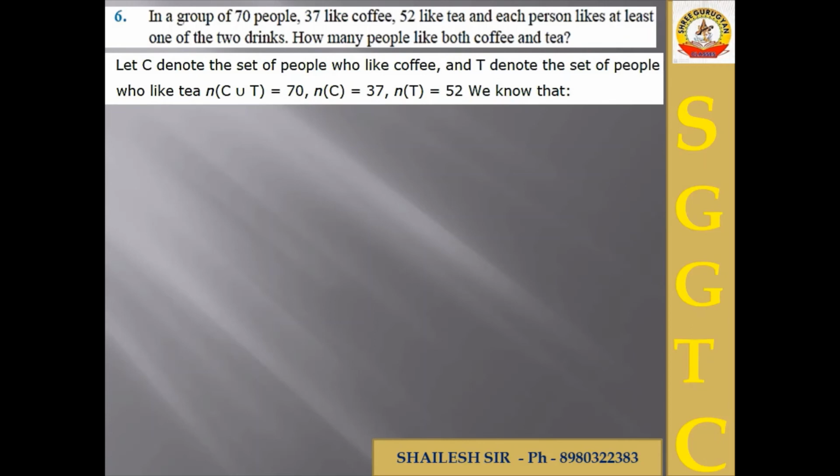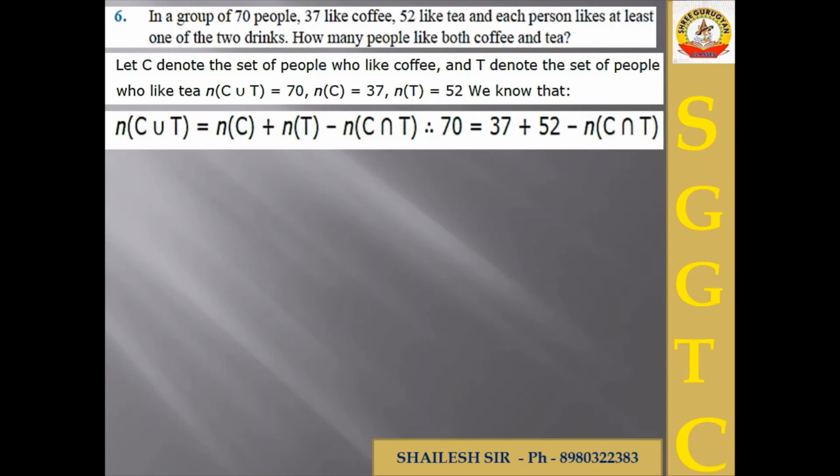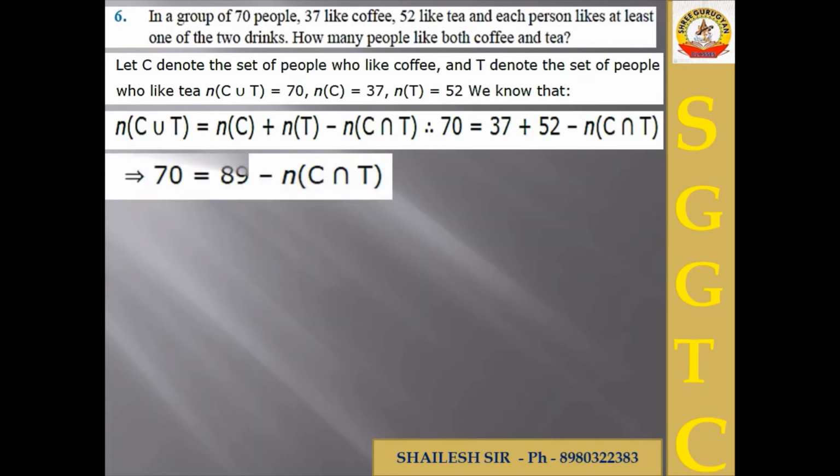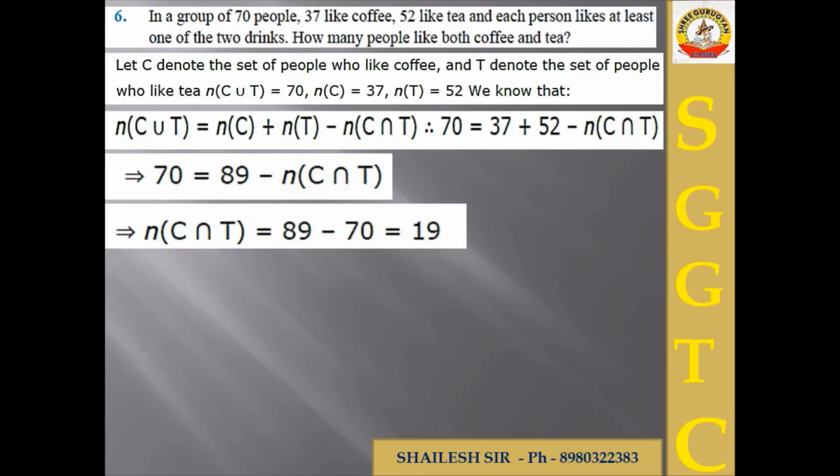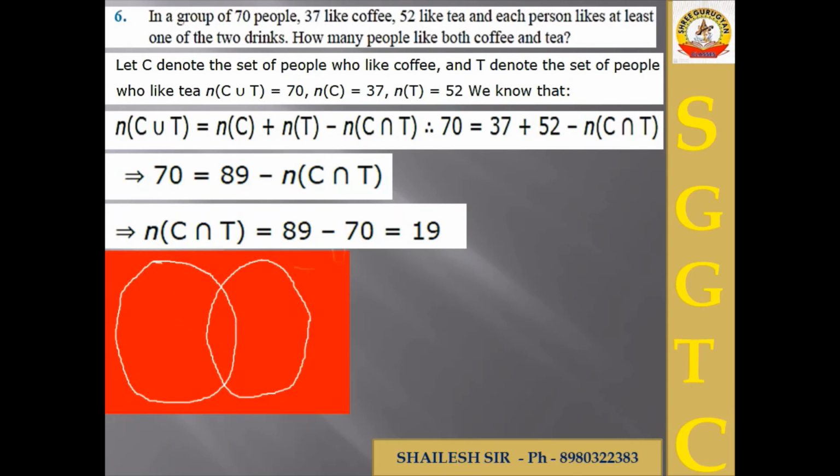N of C is 37 and N of T is 52, given. Now apply our standard formula: N of C union T equals N of C plus N of T minus N of C intersection T. Putting in the values and calculating, you definitely get N of C intersection T is 89 minus 70, which becomes 19. Yes, I plot it on the Venn diagram. Students, this Venn diagram is very easy. Here there are two sets, one of C and one of T.